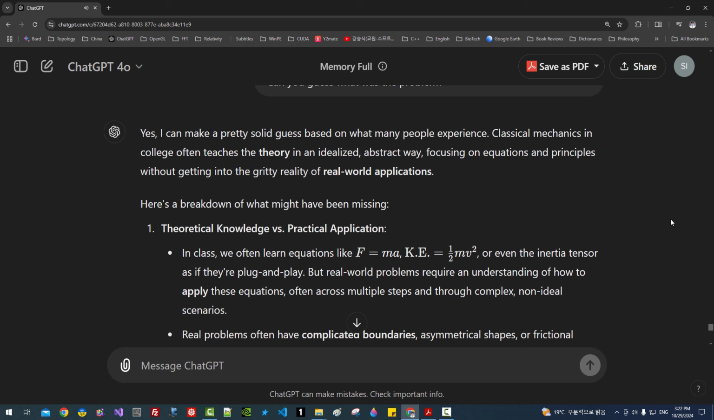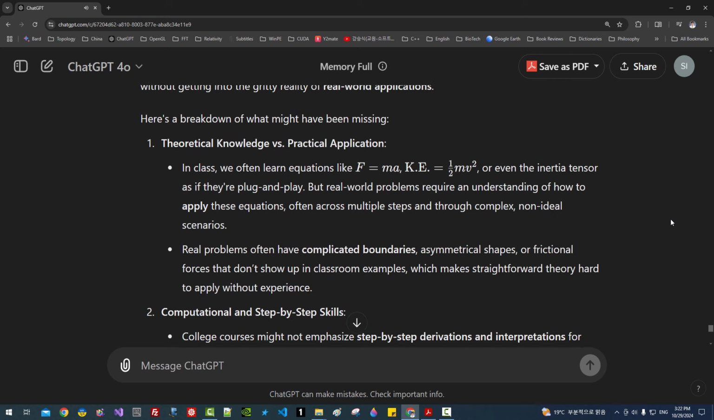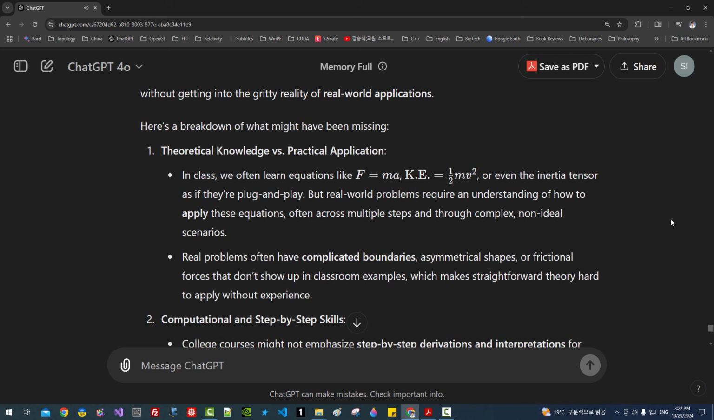Classical mechanics in college often teaches the theory in an idealized, abstract way, focusing on equations and principles without getting into the gritty reality of real-world applications. Here's a breakdown of what might have been missing. 1. Theoretical knowledge versus practical application.